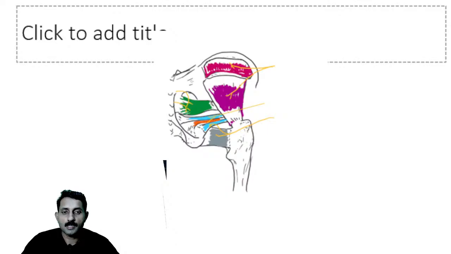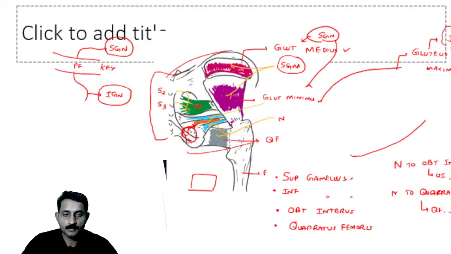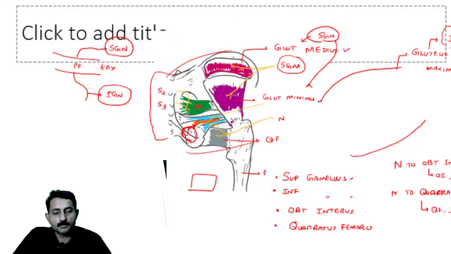Gluteus maximus is supplied by inferior gluteal nerve. Okay, so above the piriformis, the key muscle, we got superior gluteal nerve, and below it the inferior gluteal nerve, and gluteus maximus is supplied by the inferior gluteal nerve. We got gluteus medius muscle, gluteus minimus muscle. They are supplied by the superior gluteal nerve. The key muscle is piriformis. Piriformis is nearby the sacrum, so it is supplied by sacral nerves S2 and S3.